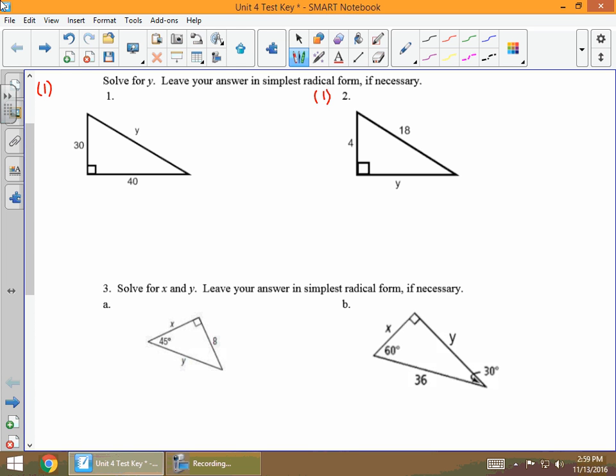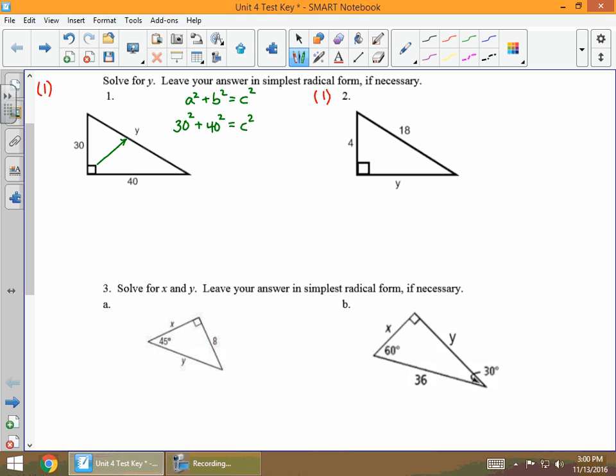Since I'm given two sides, I'm going to use the Pythagorean theorem, which is a squared plus b squared equals c squared. The one major component we need to know is c must be the hypotenuse, which is across from the right angle. So in this case, y must be my c. The other two can be a or b, it really doesn't matter. So for a, I'll do 30 squared. For b, I'll do 40, plus 40 squared equals c squared.